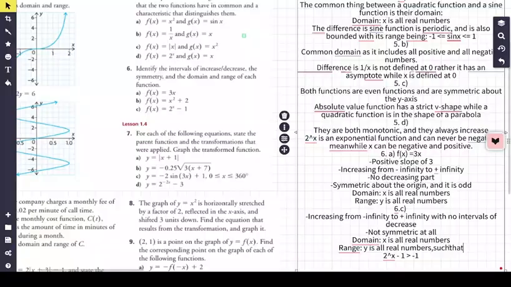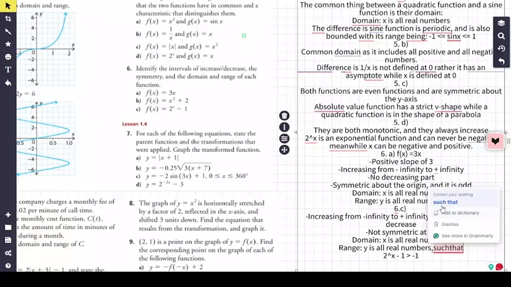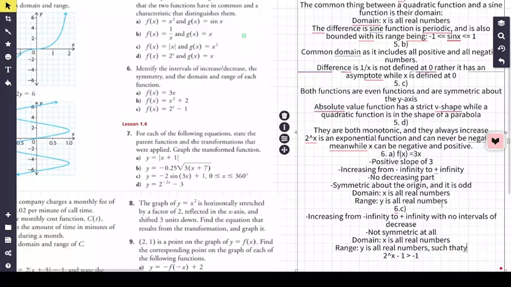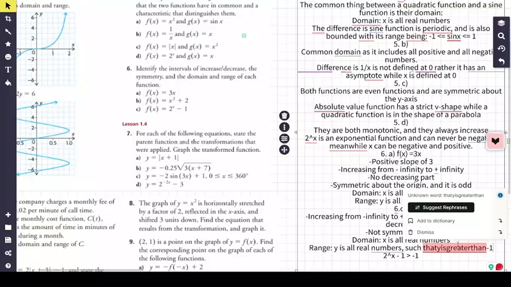such that y is greater than negative 1. So that y is greater than negative 1.